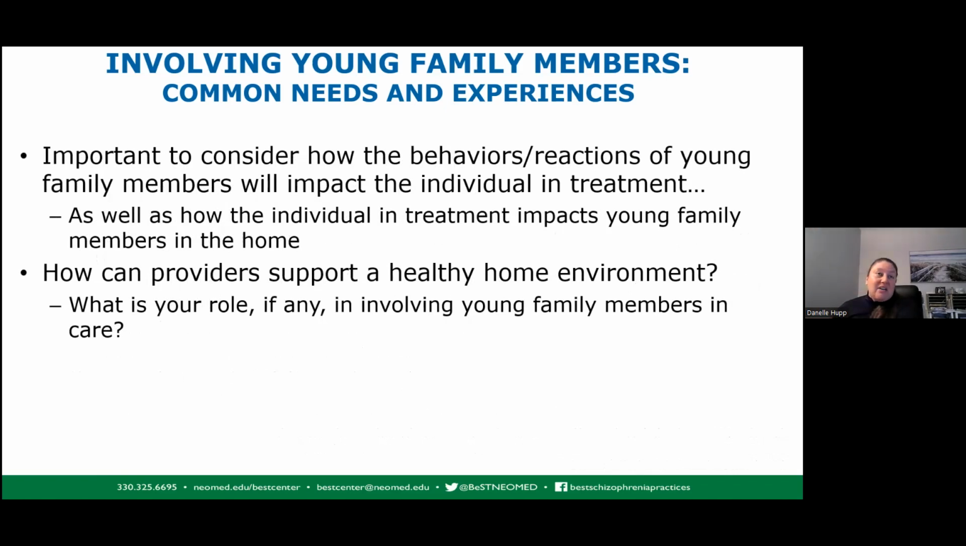Because we know that if you're working with an individual, and the home environment is chaotic, or there are high levels of expressed emotion or high levels of stress, it's really, really difficult, no matter what wonderful work you do in session, for that person to achieve the level of wellness or potential that they have. And so really thinking about, considering, and potentially addressing that home environment and the people in that family unit is incredibly important, even for our adult clients.